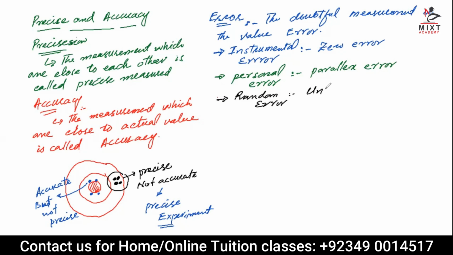This is the unknown error. You don't know why the experiment is wrong. I will write a single point on each error. How to correct the instrumental error? By adding or by subtracting with the final reading. So you can correct the instrumental error.